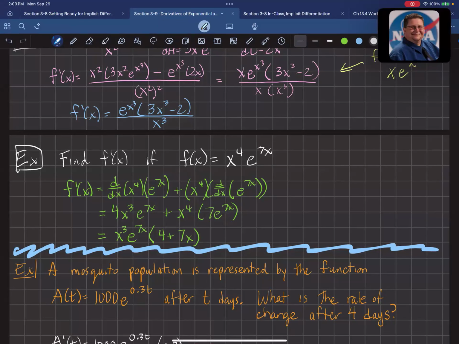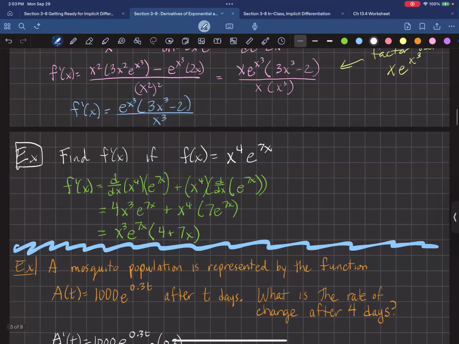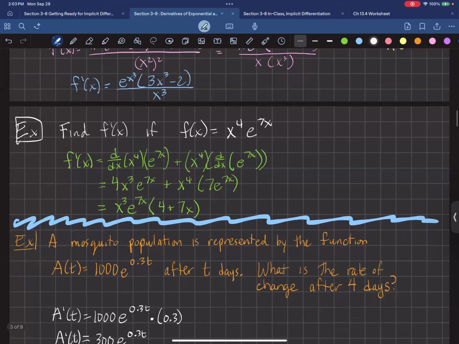We're going to say a mosquito population is represented by the function A of t equals 1,000 times e to the 0.3t. Exponentials are often used for modeling population growth. Okay, and that shows the population after t days. So what is the rate of change after 4 days? The rate of change will be the derivative. So we'll take the derivative of that.